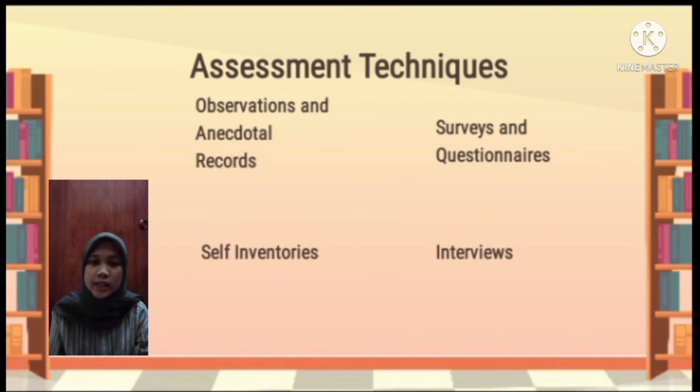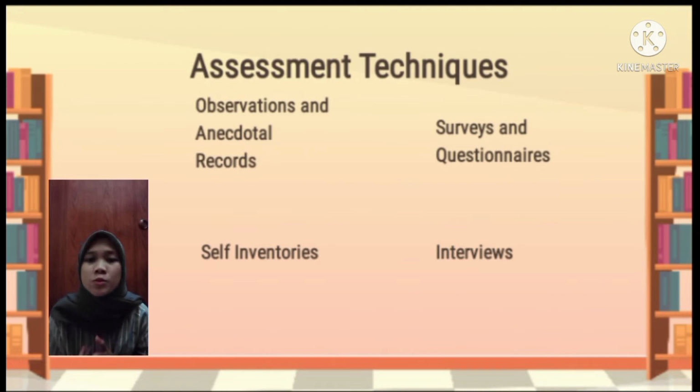Now, assessment techniques for a change in attitude. The first, observation and anecdotal records. For determining attitude change, observation and anecdotal records work much like they do for determining whether a learner has had a change in skill. An instructor observes a learner in an authentic environment, for example, classroom or job site.